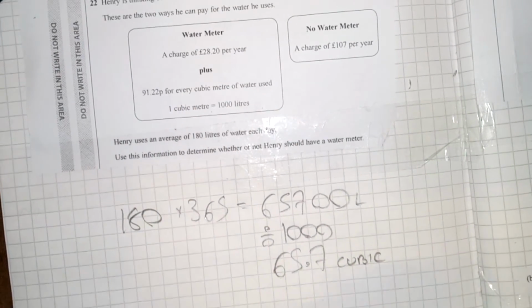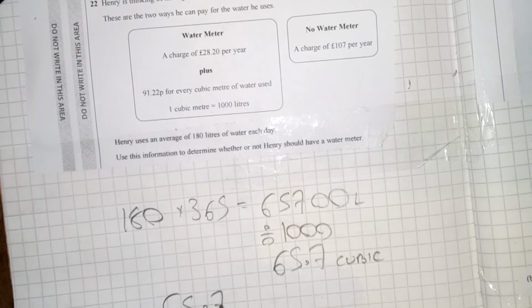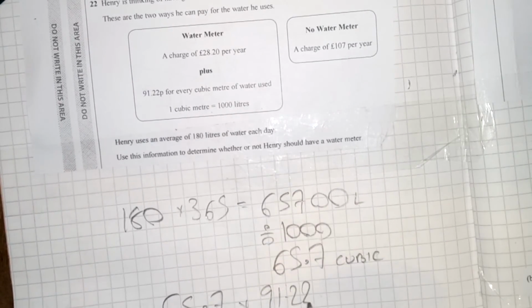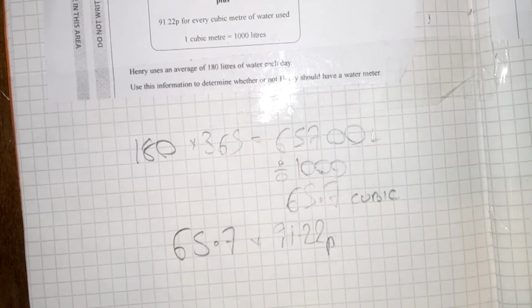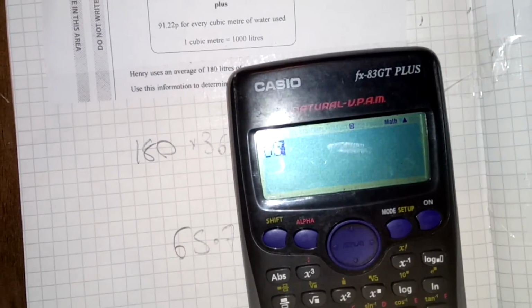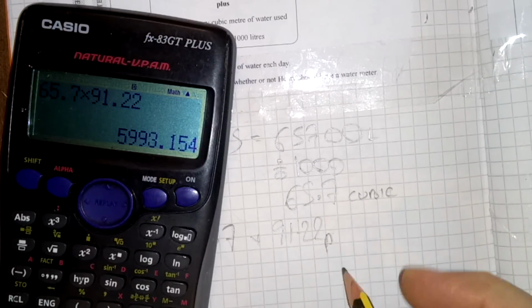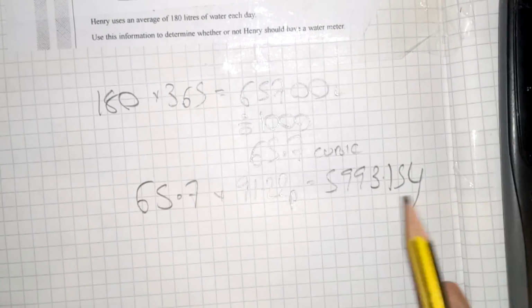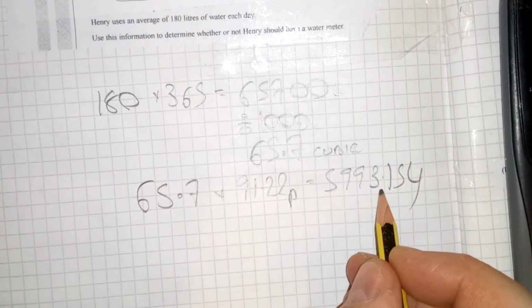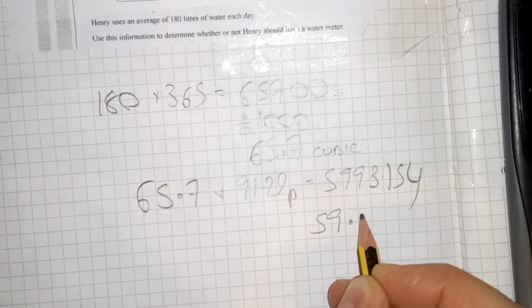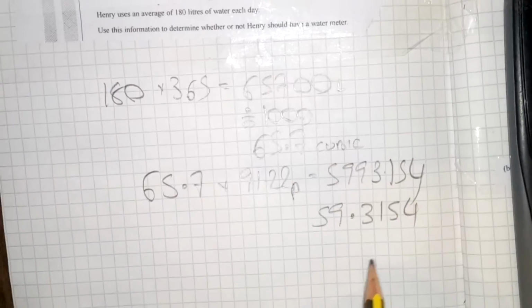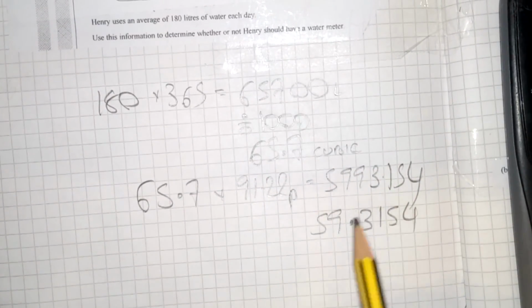91.22 pence for every cubic metre, so I need to put 65.7 times 91.22p. Please remember this is in pence and not in pounds. It's quite a common mistake people make. Times 91.22, which equals a big number, 5993.154. This is in pence, so I'm actually going to change it into pounds, making it £59.3154. This level of accuracy is too much, but I'm doing it anyway.